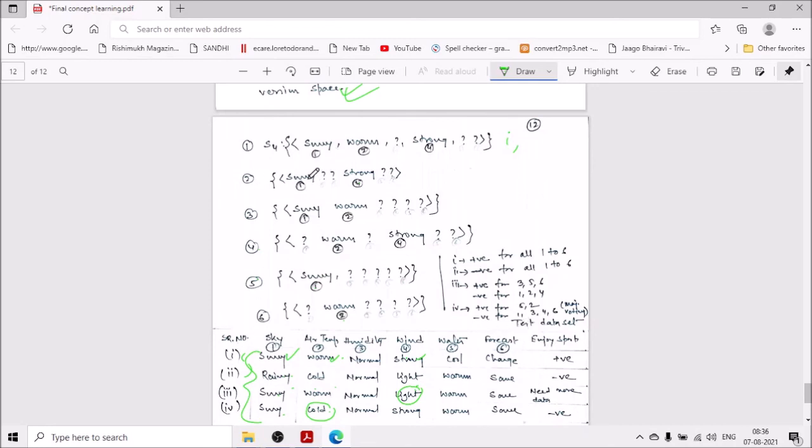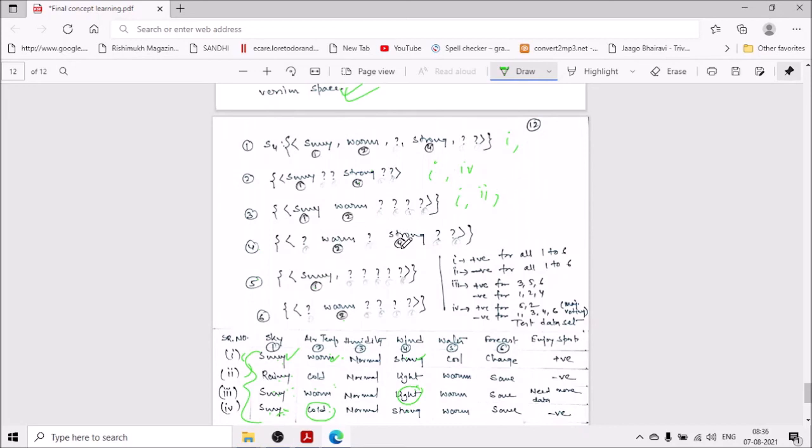Now the second, sunny and strong, first and fourth. Sunny and strong: first one is yes. Rainy: second one is not yes. Sunny and strong: third one is not okay. Sunny and strong: it is okay, so fourth one is yes. Sunny and warm: first one is yes. Rainy and cold: second one is not okay. Sunny and warm: second one is yes. Sunny and cold: cold is not correct because warm is there, so we should not consider the fourth one.